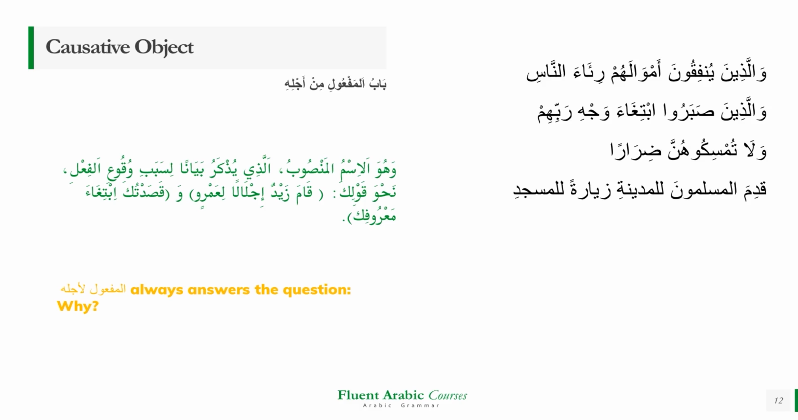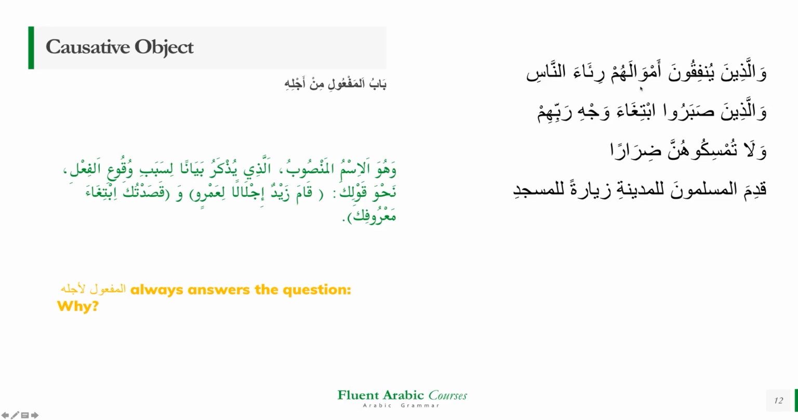So why did Zaid stand up? Out of respect. So this clarifying noun, it is the causative object. وَقَصَدْتُكَ ابْتِغَاءَ مَعْرُوفِكَ. I came to you wanting your goodwill. So the maf'ul min ajlihi clarifies the reason.